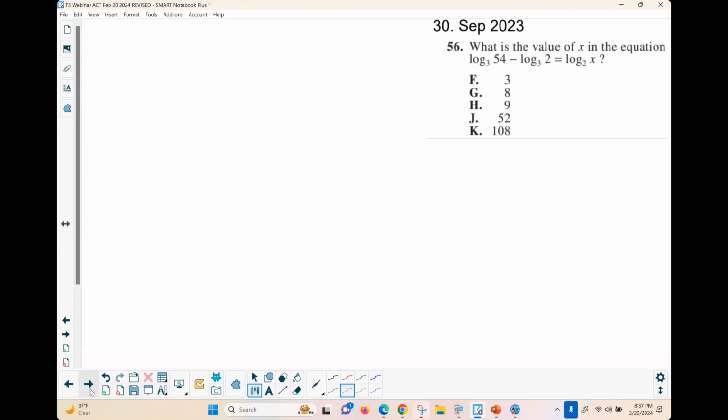Another one with logarithms, solving this one with logs, number 30 on September 2023. I'm number 56, sorry about that. So again, let me give you about 20 seconds to think about that one.